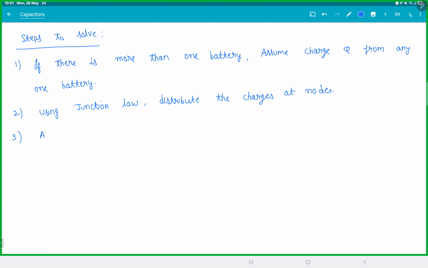Third, now after distributing, see how many variables you have created. Let's say you created two variables, Q1 and Q2. Then apply Kirchhoff's law. If there are two variables, apply it two times.